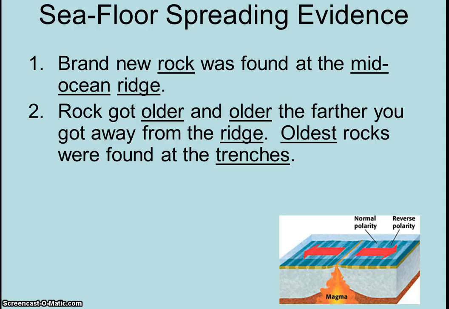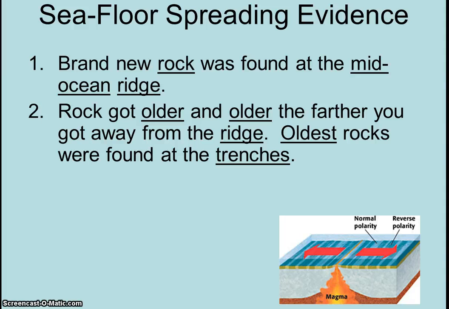Now, the other thing that they found about rock ages is that the rock got older and older the further away you got from the ridge. So the oldest rock then was found at the edge of the oceanic floor, which would be at the trenches where it gets pushed back down into the mantle. We'll talk about that in a little more detail later.